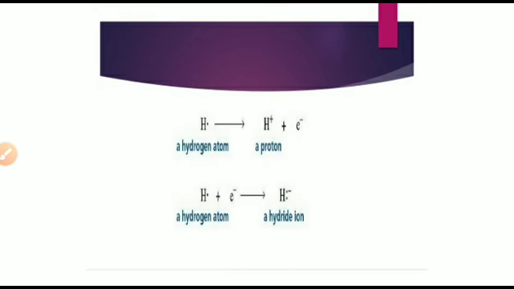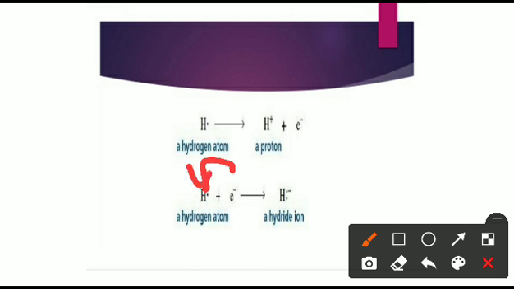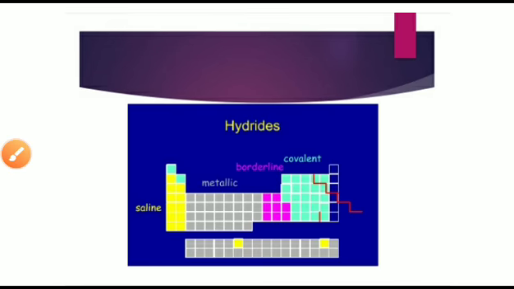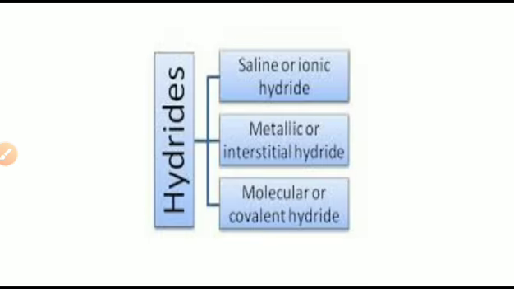First of all, when the hydrogen atom loses an electron, there is a formation of the H plus ion, that is called a proton. And whenever the hydrogen atom accepts an electron, there is a formation of H minus, that is called a hydride ion. These hydrides are divided into three types. First, saline or ionic hydride. Second, metallic or interstitial hydride, and third, molecular or covalent hydride.